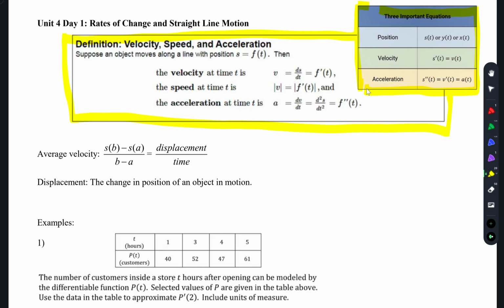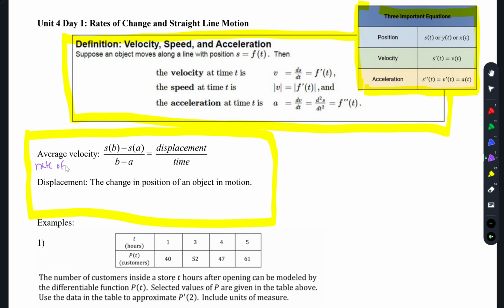Average velocity and displacement. I should have boxed this up, but that's okay. Average velocity is like the average rate of change. Maybe write that in there. It's just slope formula. So rate of change to average rate of change. It's basically your change in distance over time. So that's what displacement is. It's just the change in position of an object in motion. It's not your total distance.